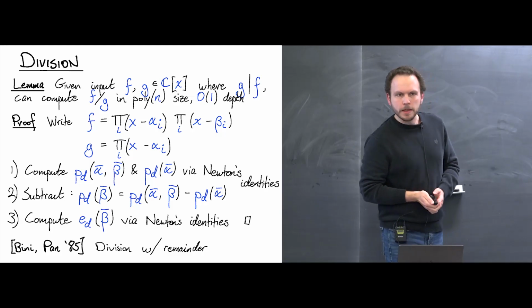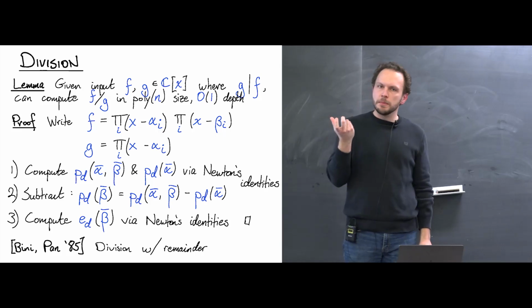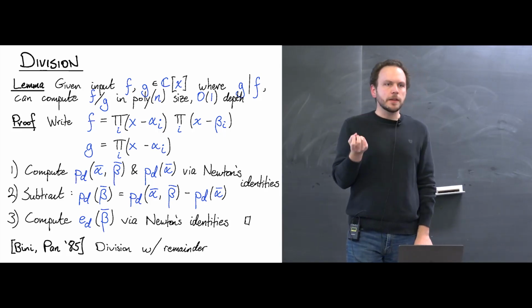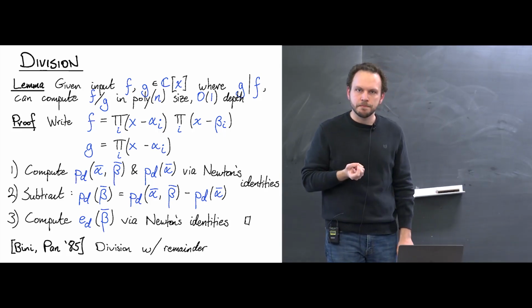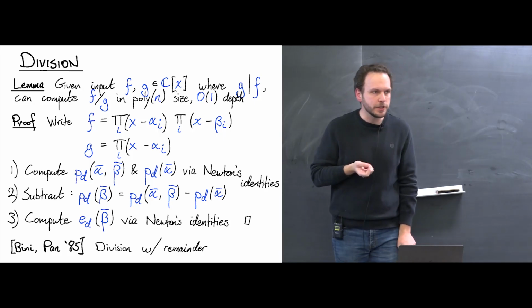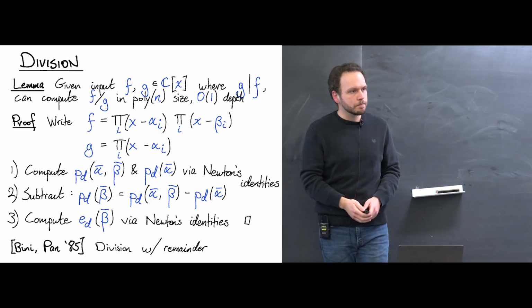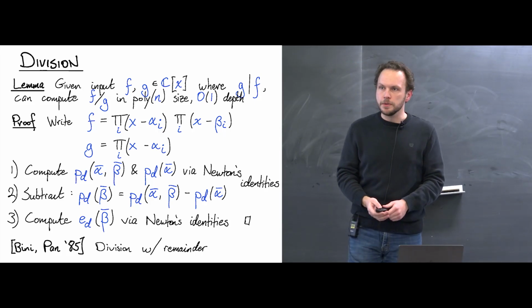So the first problem I want to look at is polynomial division. Here we have as input two polynomials, f and g, and we've got this extra promise that g divides f. What I want to do is compute the coefficients of f divided by g. I want to do this with a circuit of polynomial size and of constant depth. So how are we going to do this?